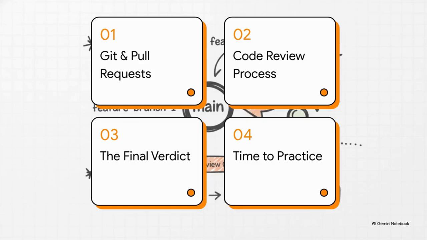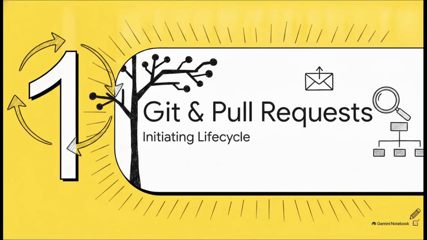Here's our roadmap for today. First up, Git and pull requests. Then we'll walk through the code review process itself. After that, we await the final verdict. And finally, we'll wrap up with time to practice. Section 1. Git and pull requests, initiating the code lifecycle.